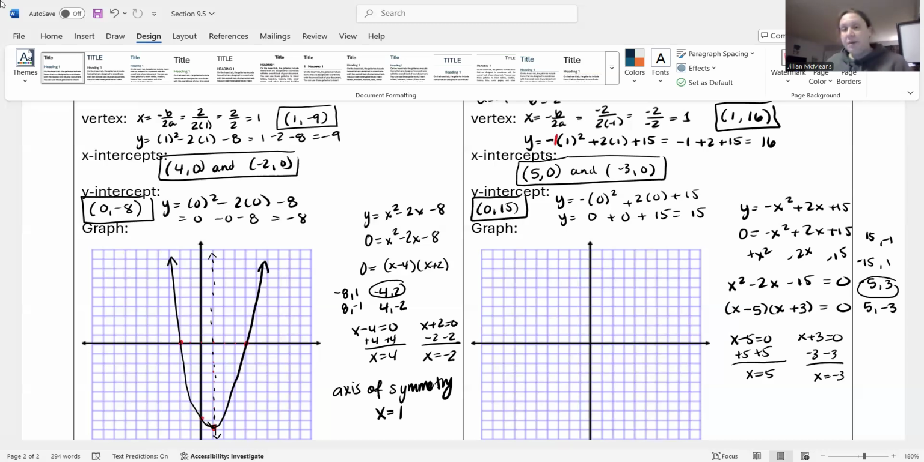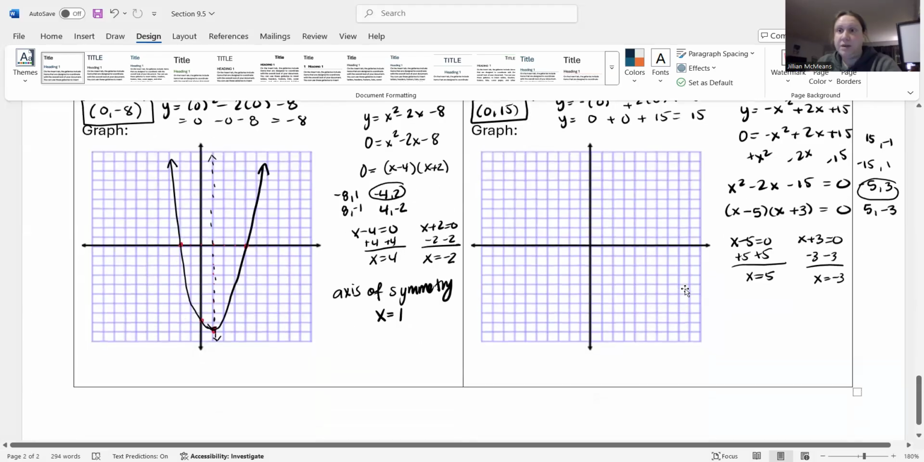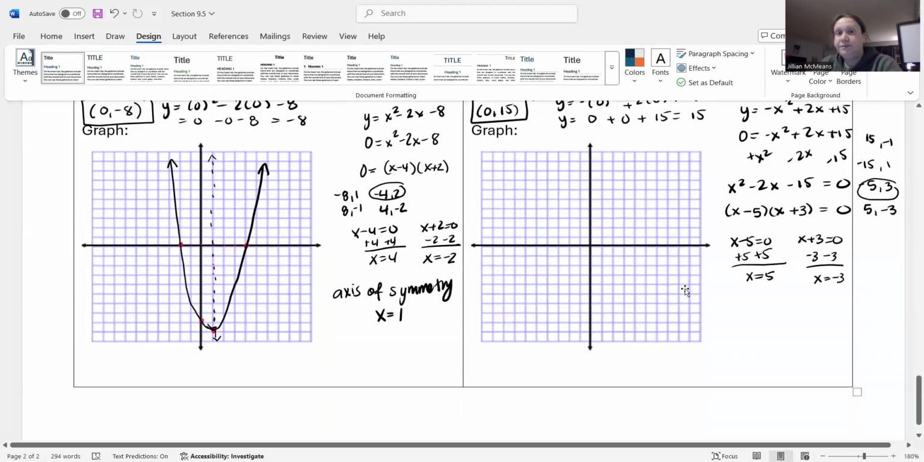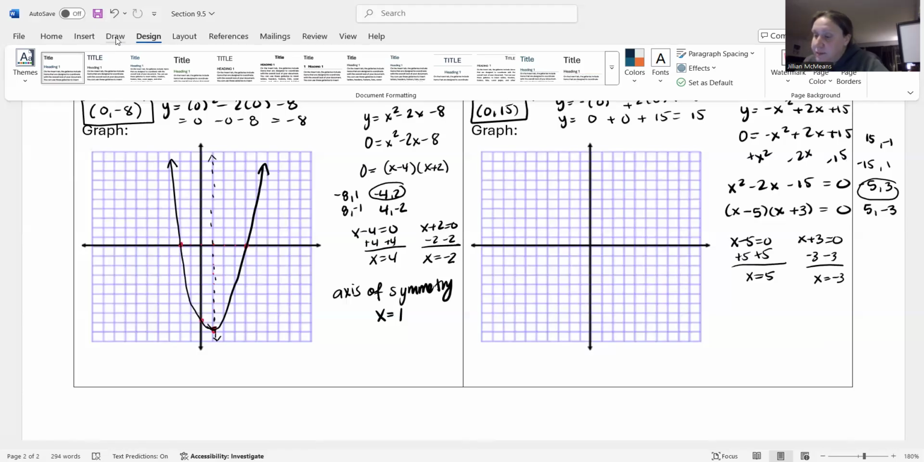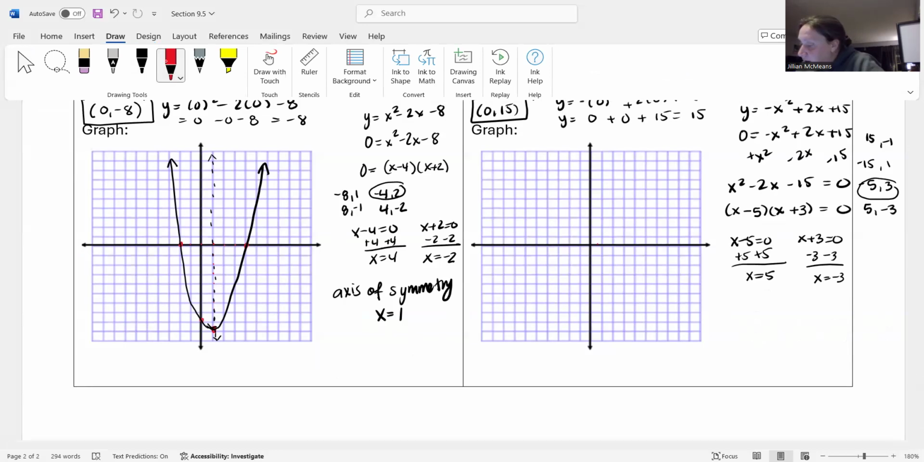So you probably can tell that we're going to have some slight issues graphing this because this is going to go way off of our graph. So what we'll do is we'll increment by 2. So each box will represent 2. That way we should be able to fit all of our points on the graph. So let's see, our vertex was 1, 16. So if each box represents 2, we'll go halfway to the middle box. And then we'll go down 16, which would be 8 boxes.